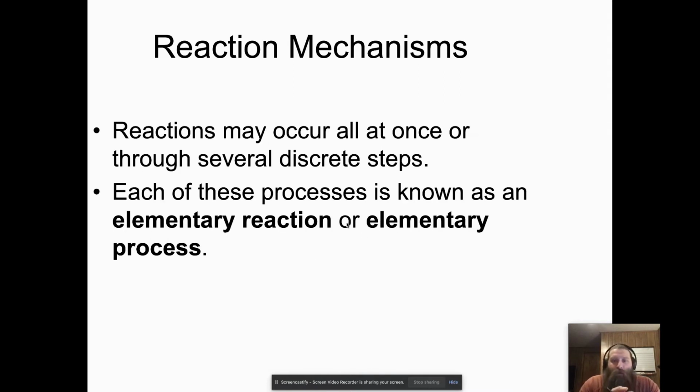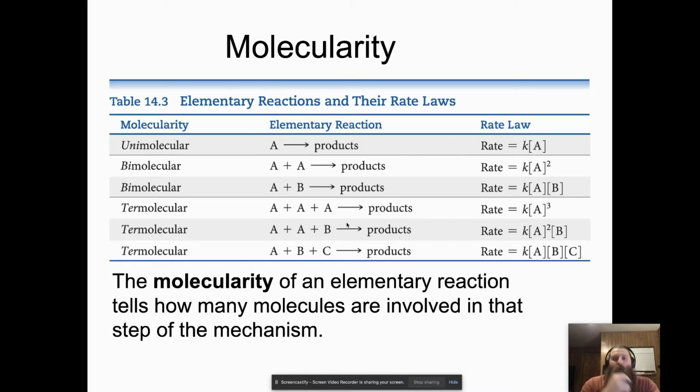Now, reaction mechanisms can occur all at once in one single step. They can occur through several discrete steps, and each singular step, each process, is called an elementary reaction or an elementary process. Now, molecularity is a descriptive word that we use to tell how many molecules are involved in each step of the mechanism.